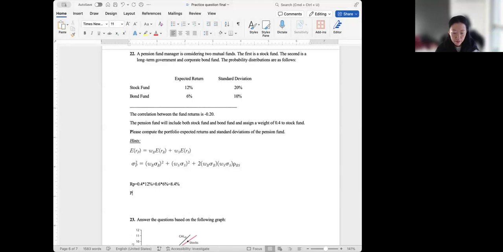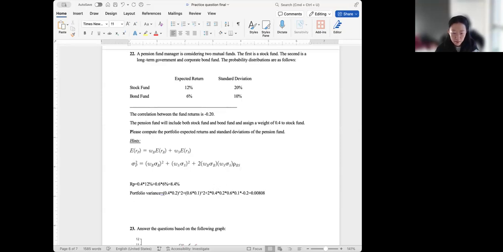All right, next, portfolio variance equals, I just need to follow the formula here, 0.4 times standard deviation 20%, 0.2, raised to the power of 2, plus 0.6 times 10%, 0.1, raised to the power of 2, plus 2 times the weight, standard deviation, and weight for bond times standard deviation times the correlation, negative 0.2, equals 0.0808.